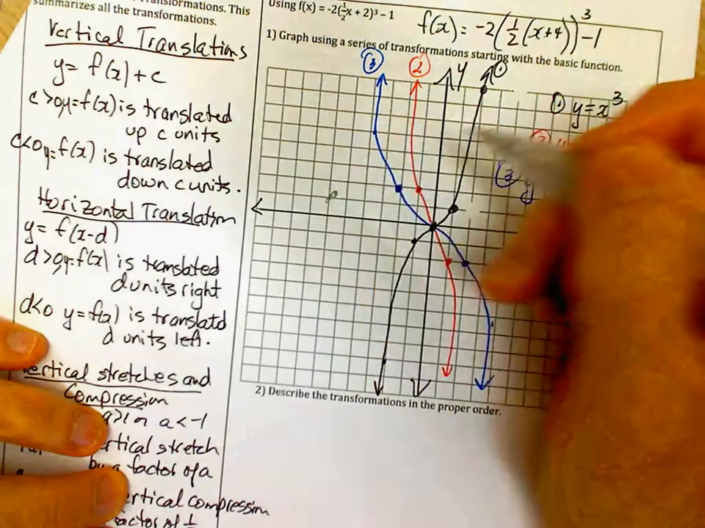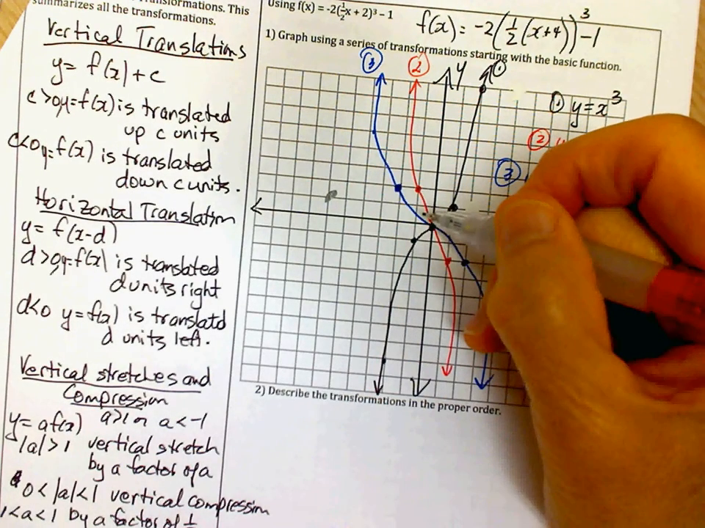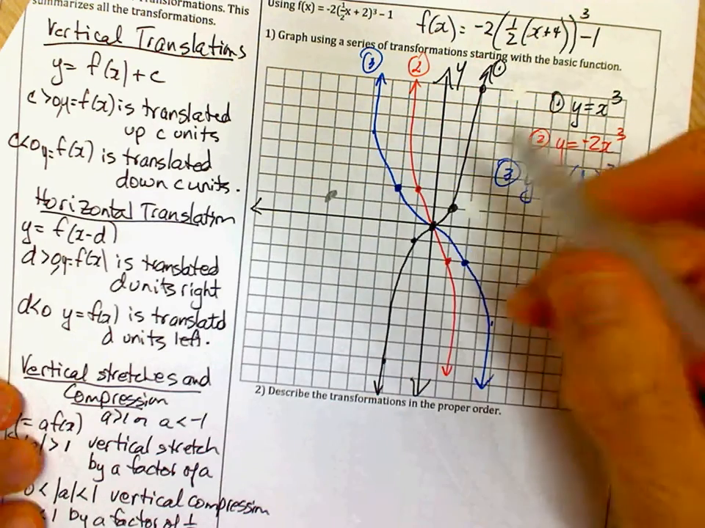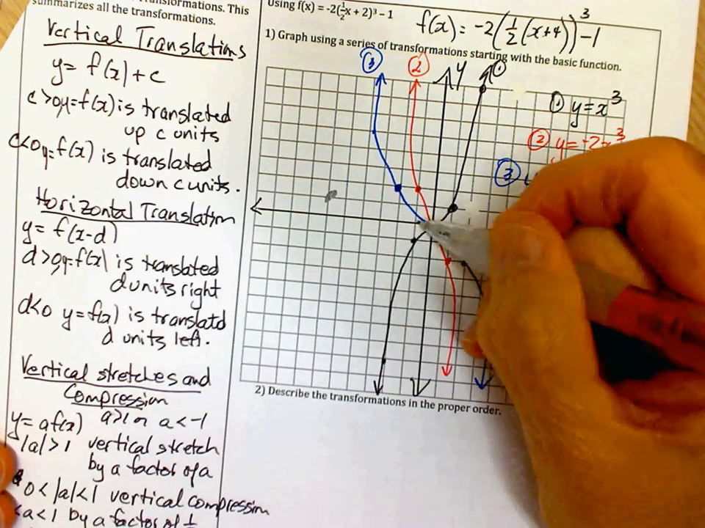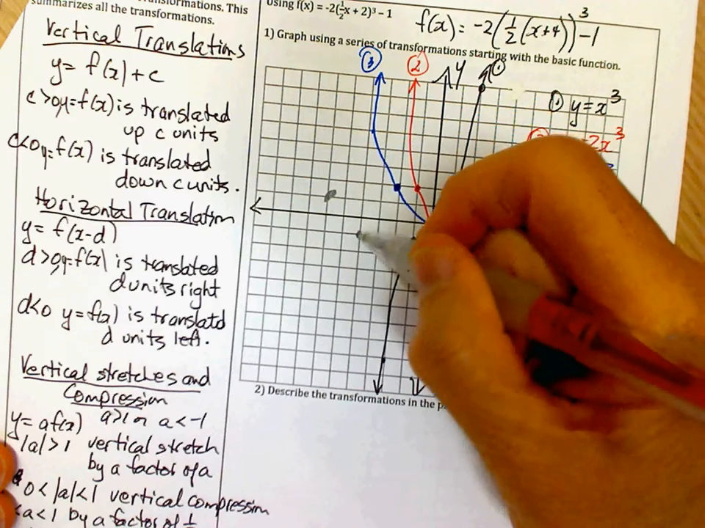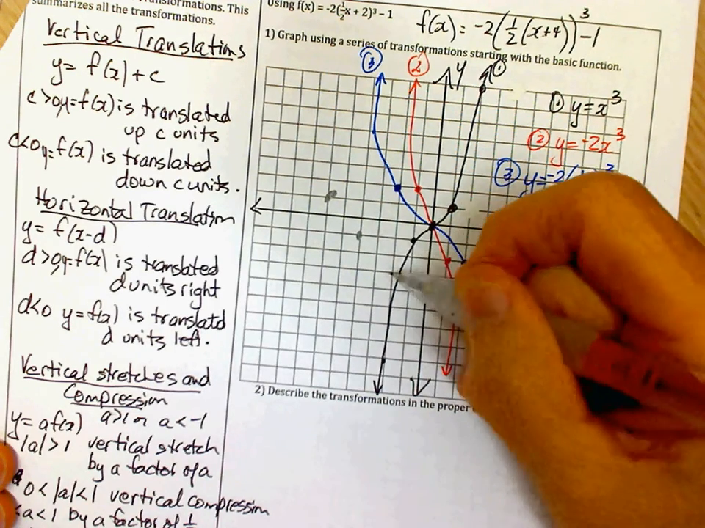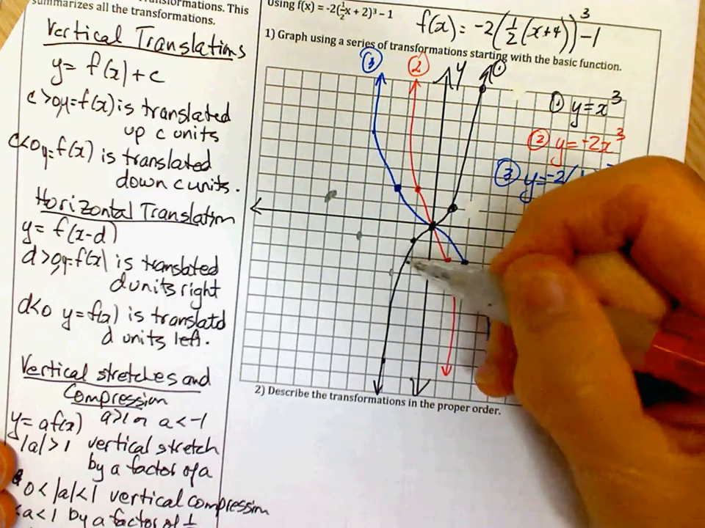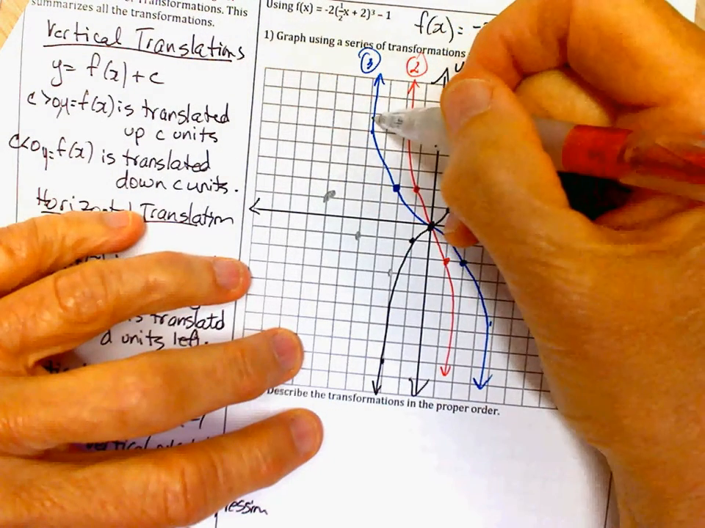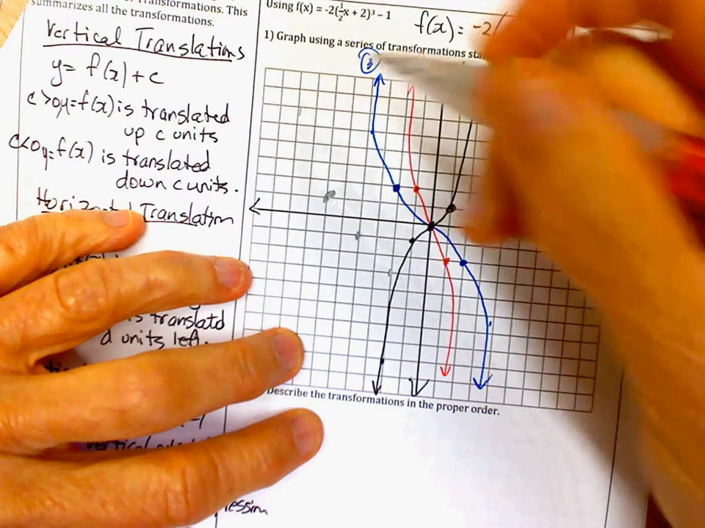Okay, and let's see. 1, 2, 3, 4, down 1. And I'm doing the blue graph. 1, 2, 3, 4, down 1. So that looks right. And let's see, this will be going over 1, 2, 3, 4, kind of end up there. And this one will be going over 1, 2, 3, 4, kind of end up there. So the final graph looks like this.